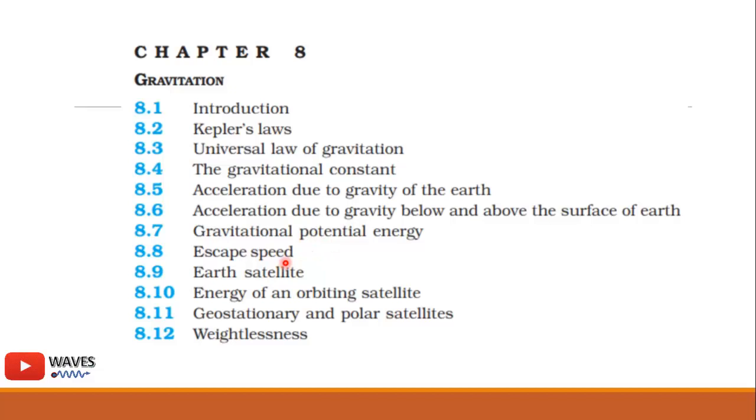Now you must have heard about satellites which have been launched into orbits, or spaceships which go into space. With what velocity they should be launched, that kind of concept is discussed in escape speed. And we also talk about Earth satellites. Now you know the artificial satellite and a natural satellite. Earth has a natural satellite, the moon. We're going to discuss those kinds of topics.